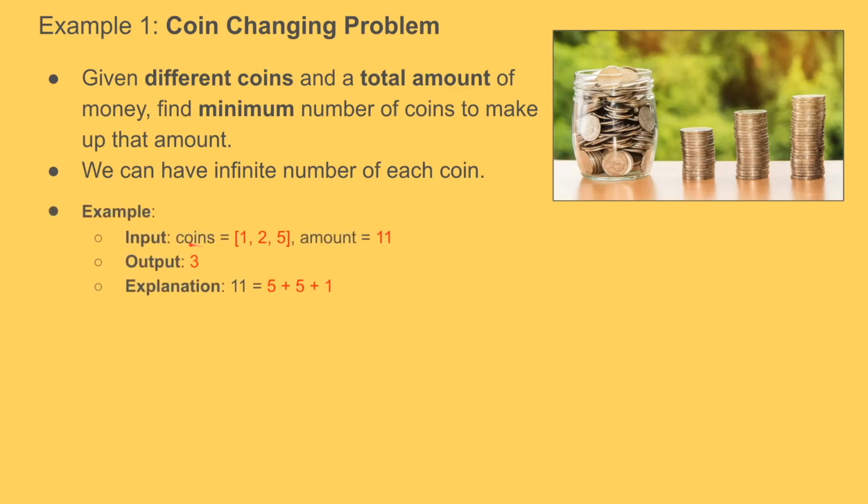For example, you have an array of coins of $1, $2, and $5, and you want to build up $11. What is the minimum number of coins that you need to get to $11? And the optimal answer is 3, which you can build 5 plus 5 plus 1 to get to 11. And there's no other combination that has less than 3 coins. And remember that we can have infinite number of each coin.